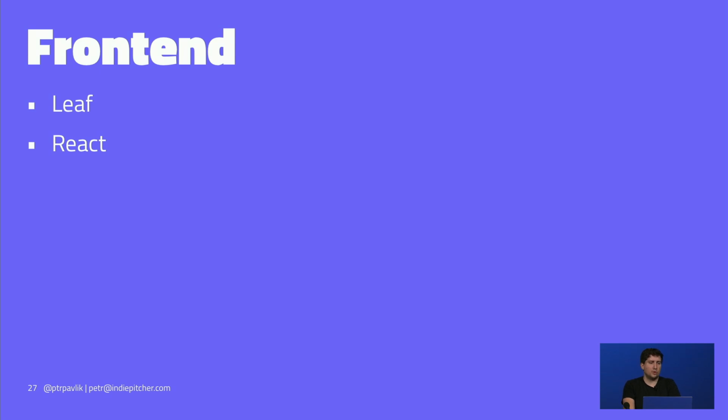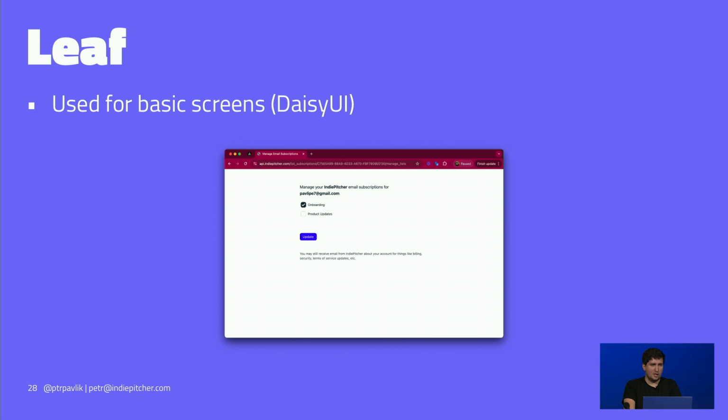Let's quickly touch on front end. So the front end is a combination of Leaf, which is a templating language, which is again a part of Vapor, to build mostly static HTML, and the rest is React. This is an example of the simple things. There are a few simple screens like the management of what lists a user is subscribed to. This is written using Leaf, and it's basically served using Vapor. It's using Tailwind and Daisy UI if anyone was interested.